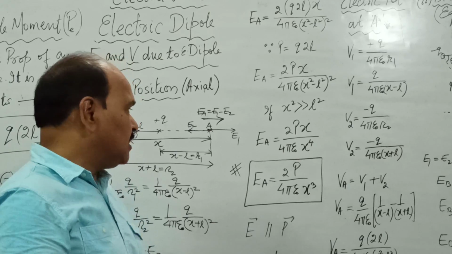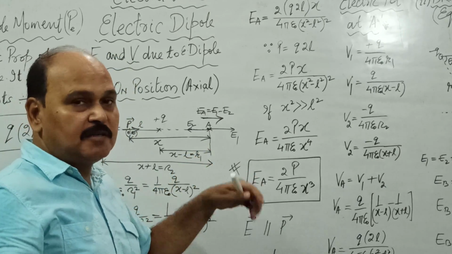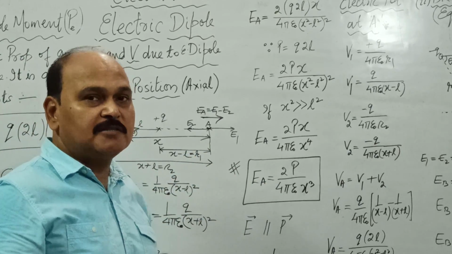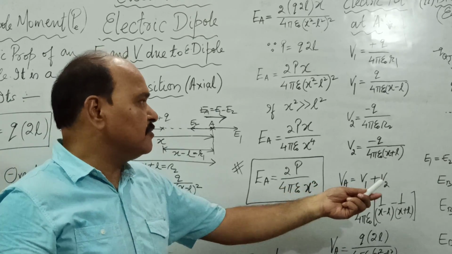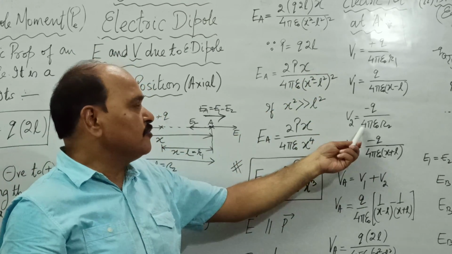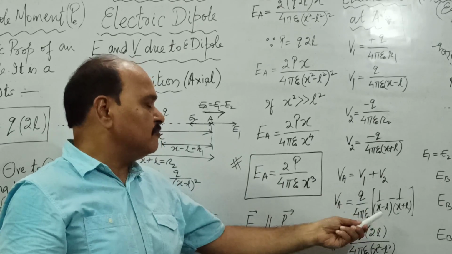Well, what is the net potential here? Net potential here is a simple sum, that is, the scalar sum of the two quantities, V1 plus V2. V1 is positive, V2 is negative. If we add the two, what do we get?